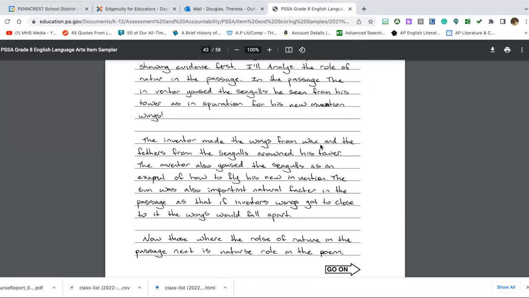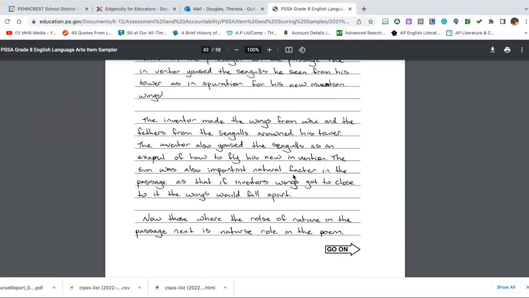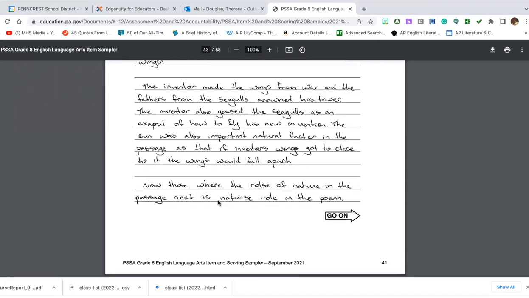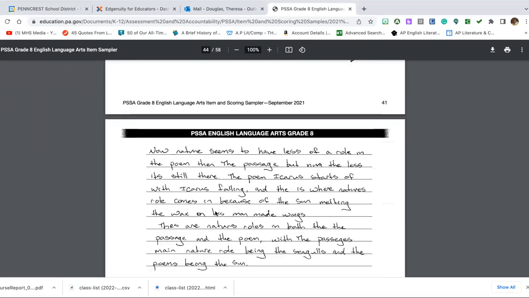The inventor made the wings from the wax and the feathers from the seagulls around his tower. The inventor also used the seagulls as an example of how to fly his new invention. And the sun was also an important natural factor in the passage, as if the inventor's wings got too close to it, the wings would fall apart. And now those were the roles of nature in the passage. Next is nature's role in the poem.